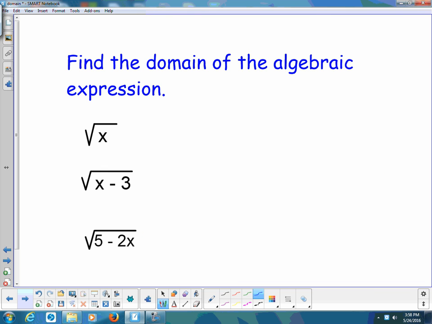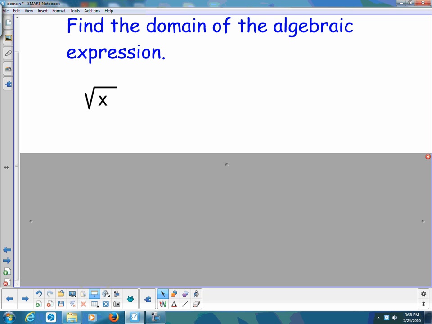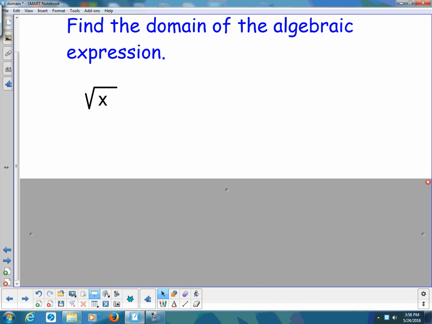All right, so let's find the domain of these algebraic expressions. This time, for this first one, we want to find the domain of the square root of x. Well, what numbers am I allowed to plug into a square root? I just can't plug in any negative numbers, because then I'm not going to be in the real number system anymore.